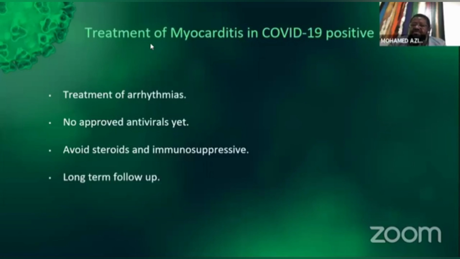Arrhythmia treatment is very important. As mentioned yesterday by our colleagues and today by Dr. Firas, arrhythmia can happen in patients with COVID-19, especially those with myocardial injury, either myocarditis or depressed LV function from the cytokine storm. These patients are liable to have arrhythmias. So we should treat arrhythmias as in non-COVID-19 patients. We should select the antiarrhythmic medications according to the type of arrhythmia and the hemodynamics of the patient.